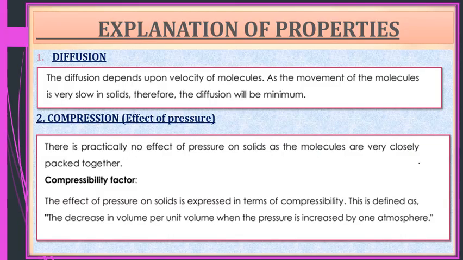Here is the explanation of the properties of solids. Number 1 is diffusion. The diffusion depends upon the velocity of molecules. As the movement of molecules is very slow in solids because the solid particles have a strong force of attraction, the diffusion will be minimum.